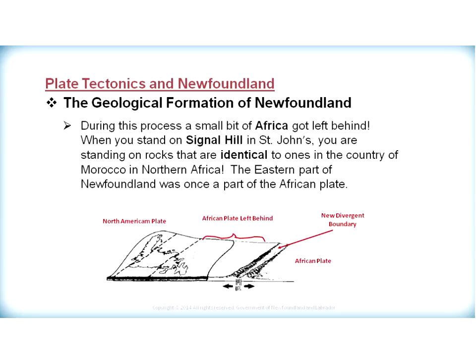During this process, a small bit of Africa got left behind. When you stand on Signal Hill in St. John's, you are standing on rocks that are identical to the ones in the country of Morocco in North Africa. The eastern part of Newfoundland was once a part of the African plate.